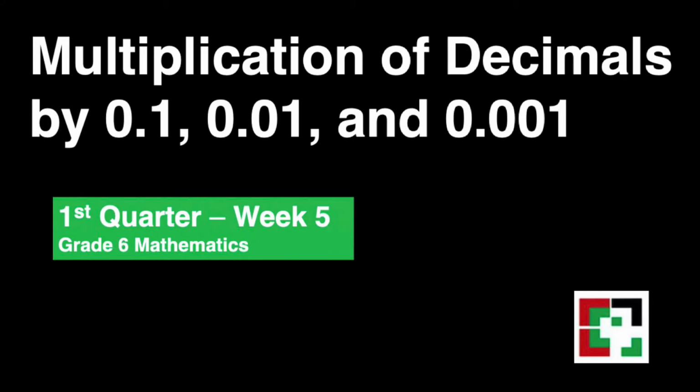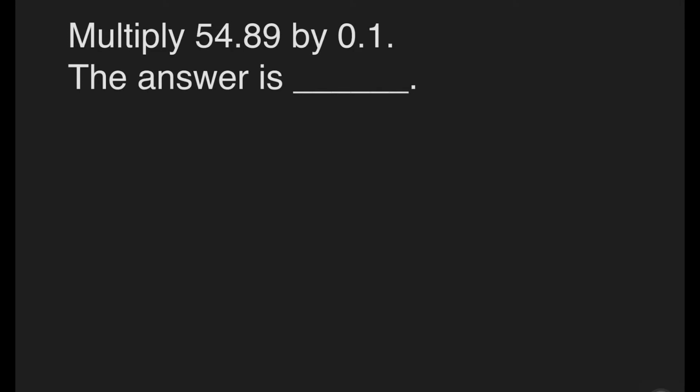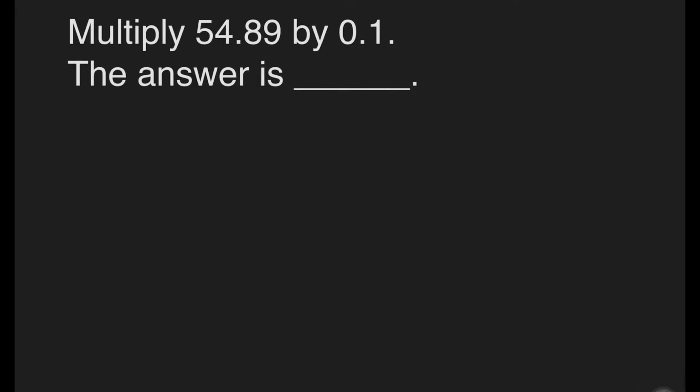This video is all about multiplication of decimals by 1/10th, 1/100th, and 1/1,000th. Let us have the first example. Multiply 54 and 89 hundredths by 1/10th. The answer is blank. We can solve this problem by the long way, but this video will teach you how to solve this the easiest, shortest way.